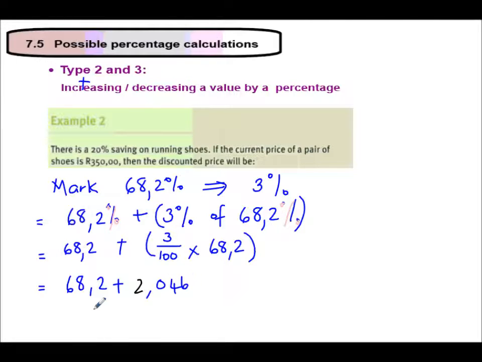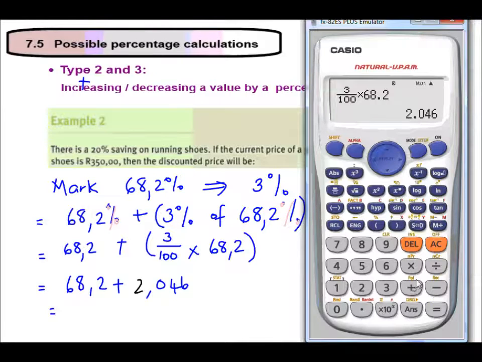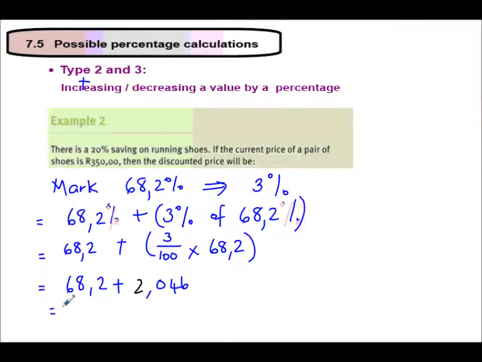So 2.046. If I add those together, I'm going to add 68.2 and my answer will be 70.246. So I'm going to round it off. I'm looking at getting a 70.